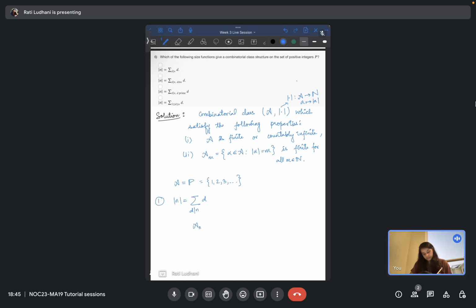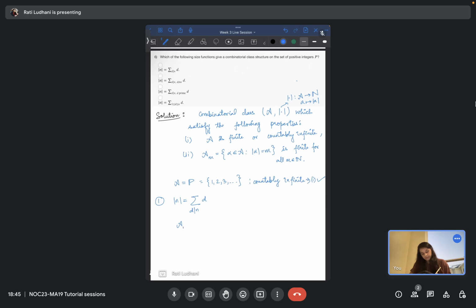So now you check one more thing. This is countably infinite. So the first property holds. So first is okay. Now let's check the second condition.